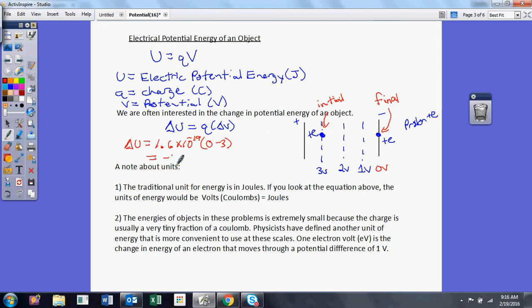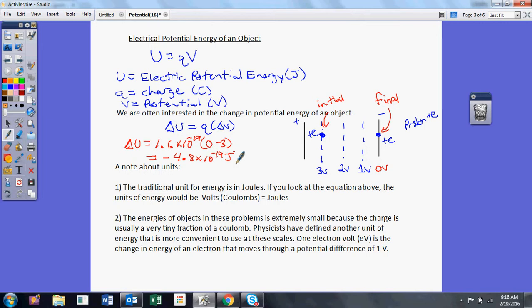So that's negative 4.8 times 10 to the negative 19th joules. That's the change in potential energy. Now, just like we've had before, the law of conservation of energy still applies. So that's going to change into something else, probably kinetic energy here. I think we'll see in the next screen a calculation based on that potential energy.